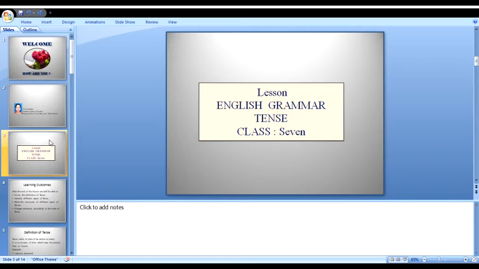Dear students, you know that tense is very important for learning English grammar. If you want to gain accuracy in English, you must know the rules of tense. So, we will discuss tense in today's class.